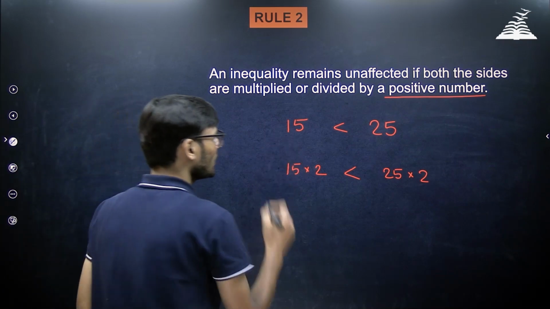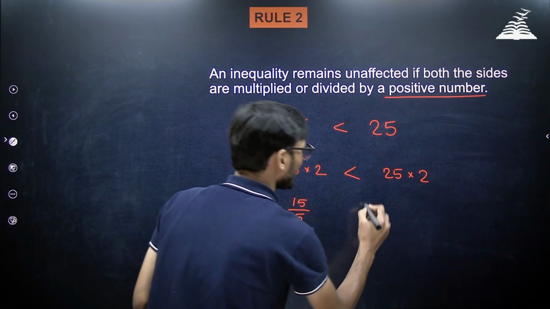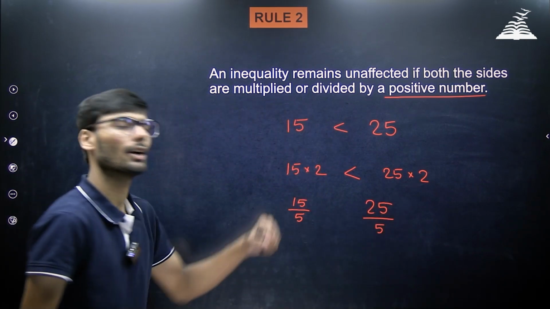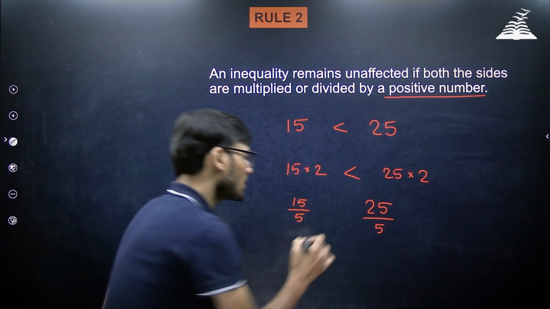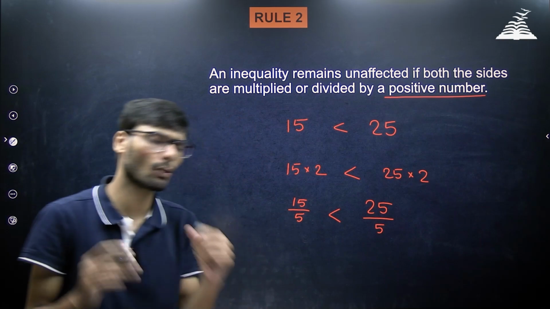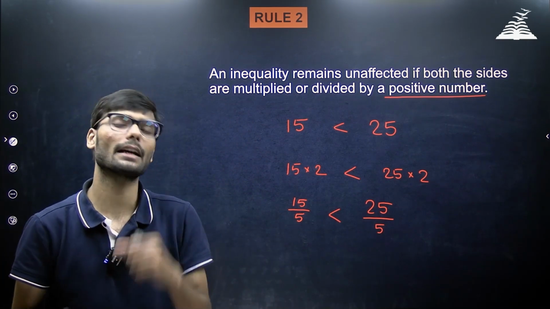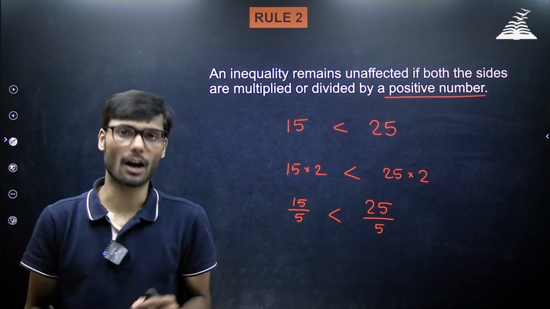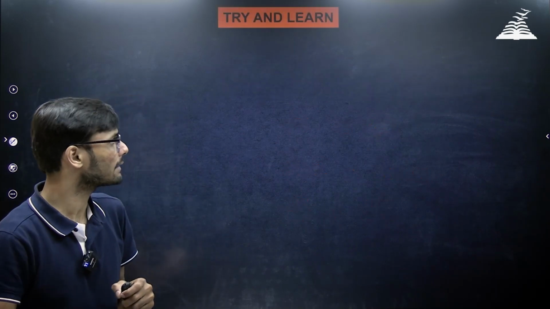For example, you can divide both the sides by 5. 15 by 5. The RHS would be 25 by 5. 15 by 5, that is 3. 25 by 5, that is 5. Obviously 3 is less than 5. So again, the sign of the inequation remains the same. The inequation is not getting affected when we are dividing or multiplying by a positive number. That's the important point.